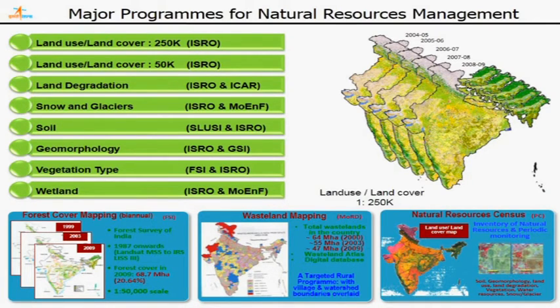Now the next cycle, the new cycle data, is being uploaded onto Bhuvan. I request you all to kindly see these layers. The land degradation at 50,000 scale is again completed. Then snow and glaciers, and the soils with the other partner institution, the soil and land use survey institution. Then geomorphology with the GSI has also been completed. And then the vegetation type and also the wetlands, which are available at 50,000 scale.